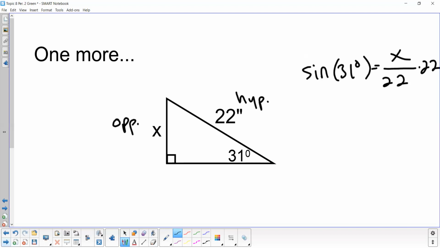Multiply both sides by 22. I can put 22 sine 31 in the calculator. Not 2 sine 31. Should we guess? 11.3.